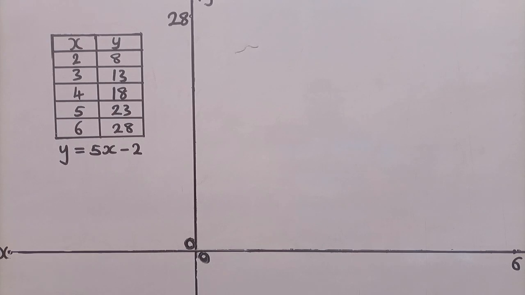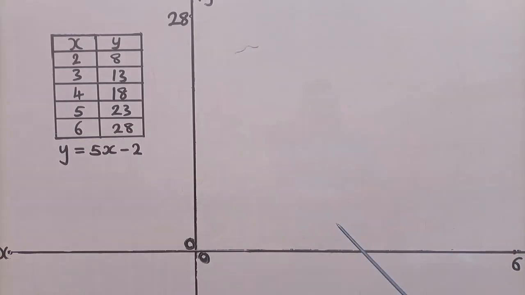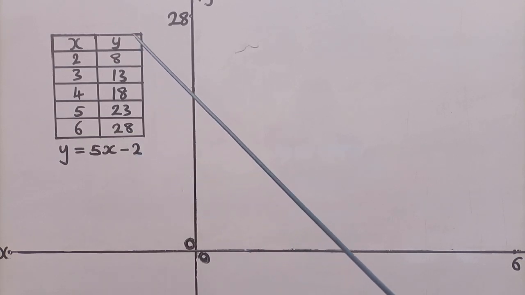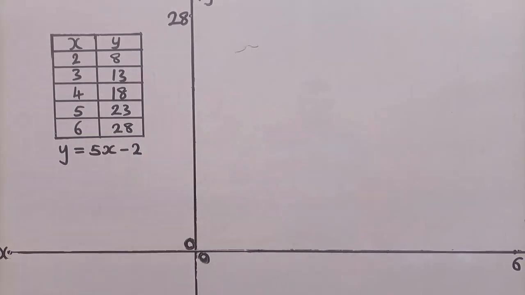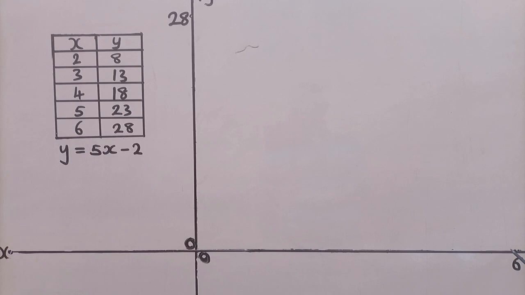As before, I choose to write this 28 at any point along this line. Look at the 28 written here at this point. 28 is the highest value on the y column. Similarly, we write this 6 along the x-axis. See the 6 here. 6 is written at this point. So what do we have to do?